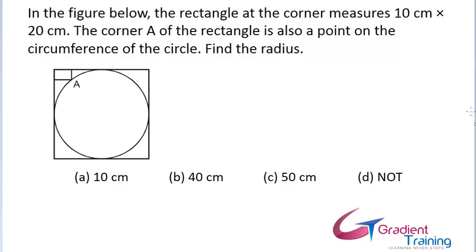So the question says that in the figure below, the rectangle at the corner measures 10 centimeter into 20 centimeter. So that means the question is talking about this rectangle, 10 centimeter into 20 centimeter. From the look of it, this looks like 10 and this part looks like 20. The corner A of the rectangle is also a point on the circumference of the circle. So this point A lies on the circle itself, and we have to find the radius of this circle from this much information. So now go on and give it an attempt.